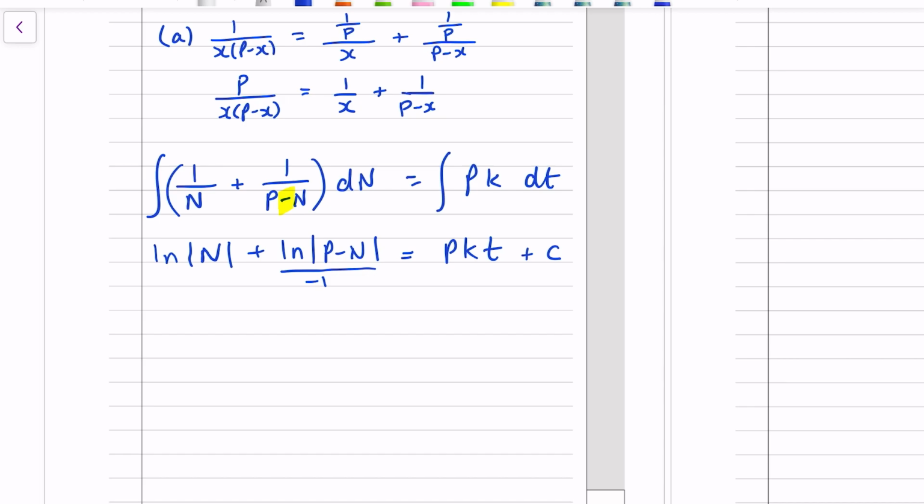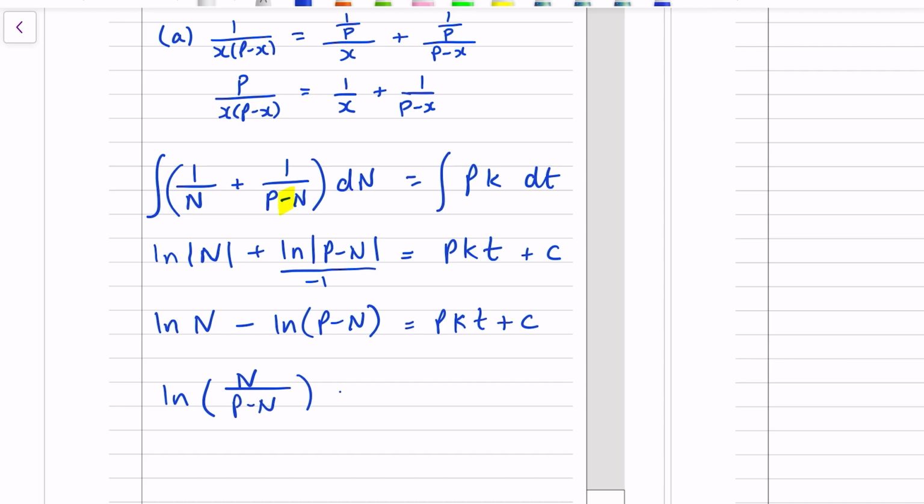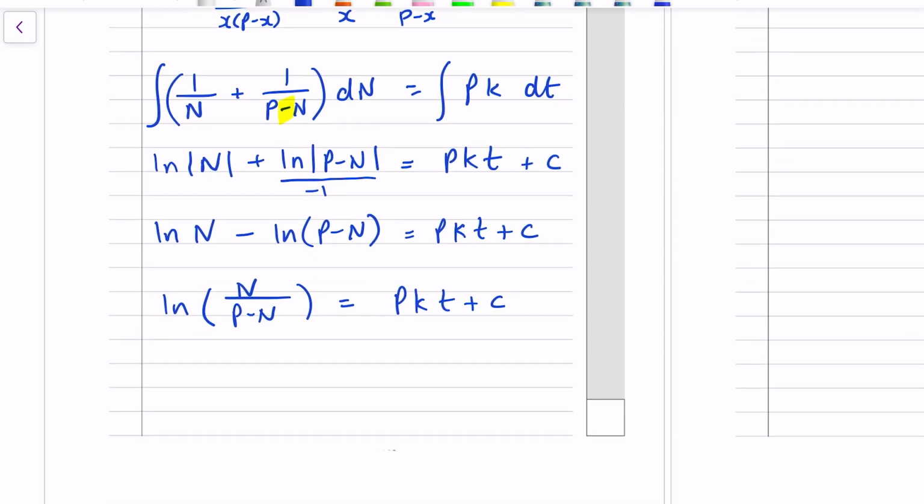It's going to be one of the limitations of our model though. We can't make p equal to n because log of 0 is not defined. So, ln of n minus ln of p minus n equals pkt plus c. Put the logs together. Ln of n over p minus n, because 2 logs subtracted is the log of a division. And then I take e to the power on both sides to get rid of the natural log function.